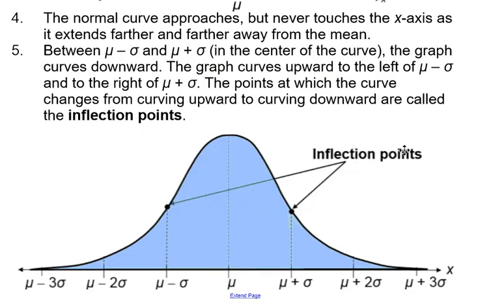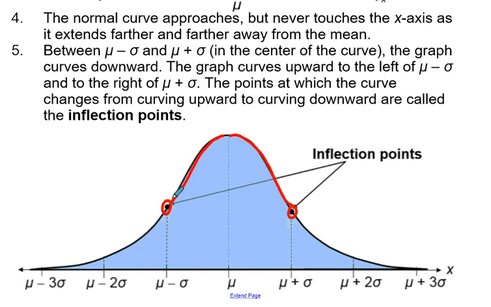The fifth feature is that between the mean minus 1 standard deviation, so the mean being in the middle, subtract 1 standard deviation, I'm right here, and the mean plus a standard deviation right here, the graph curves downward. It means from here to here it's curving down. It's kind of like a downward bowl. This is a downward curving portion to the left.